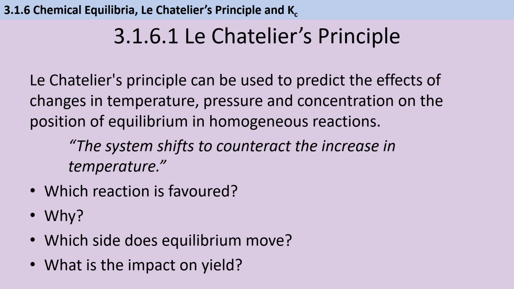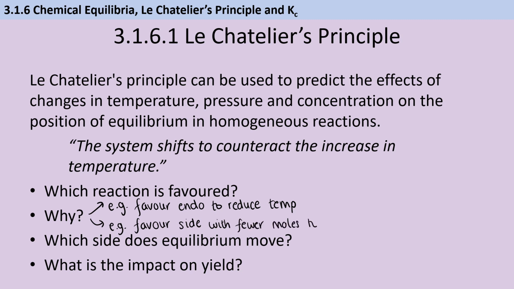Next, include which reaction is being favoured and why that's the case. For instance, we might favour the endothermic reaction because we're trying to reduce the temperature after a temperature increase. Or it might be that the side with fewer molecules is favoured because we're trying to reduce the pressure after it's been increased. Thirdly, specify which side the equilibrium moves to. If you're favouring the forward reaction, it's moving right, and if the reverse reaction is favoured, equilibrium is moving left.